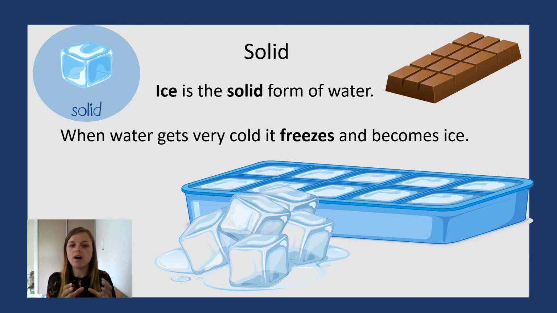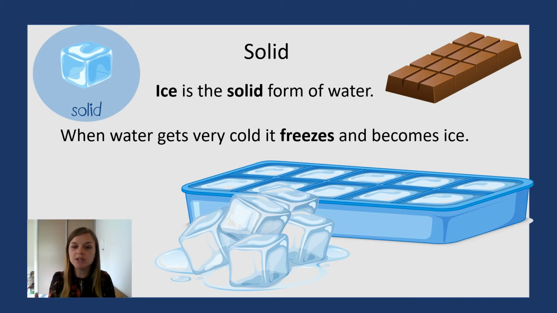So for a material, for a substance to become a solid, it needs to get cold. So you can see this if you get water and you put it in the freezer, then it will freeze and become ice. This is also true for other things like chocolate. If chocolate is warm, it will be liquid. If you cool it down, then it will become solid, and that will be like the chocolate bar that you eat. So those are the things we need to keep in mind when we're looking for a solid.